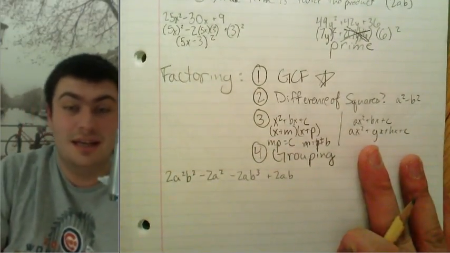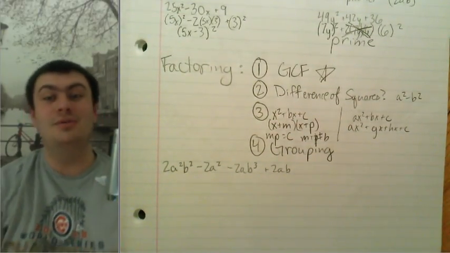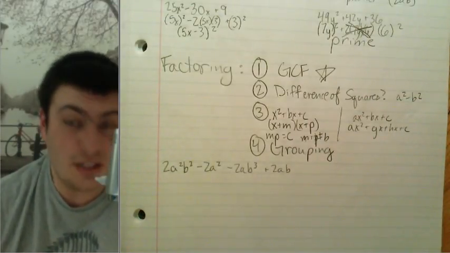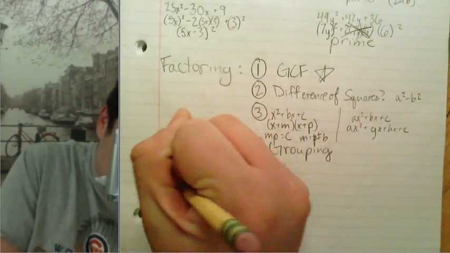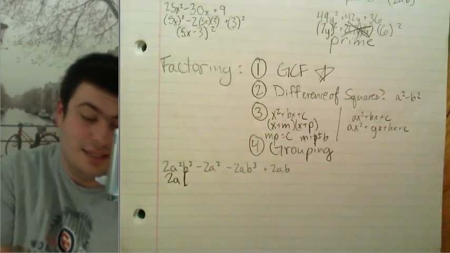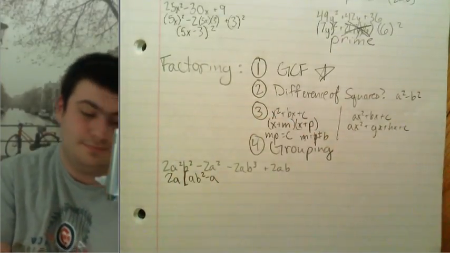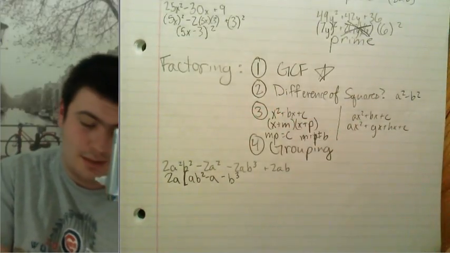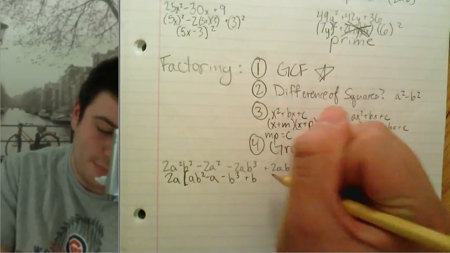So if we look, and we have 2a squared b squared minus 2a squared minus 2ab cubed plus 2ab, we're going to see, what is our common factor? Do we have one? It looks like we have a 2a in common with all of these. So I'm going to have 2a, and let's see what's left. We have ab squared minus a minus b cubed plus b.